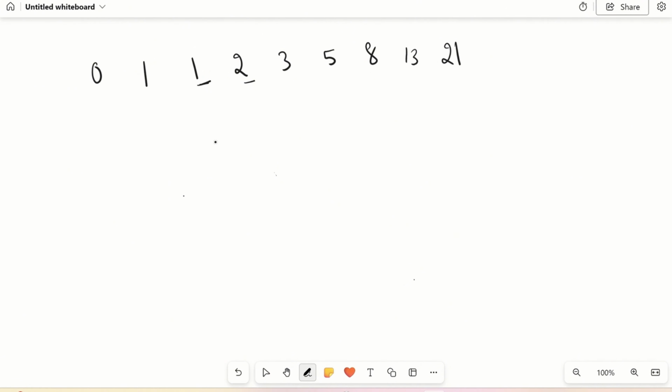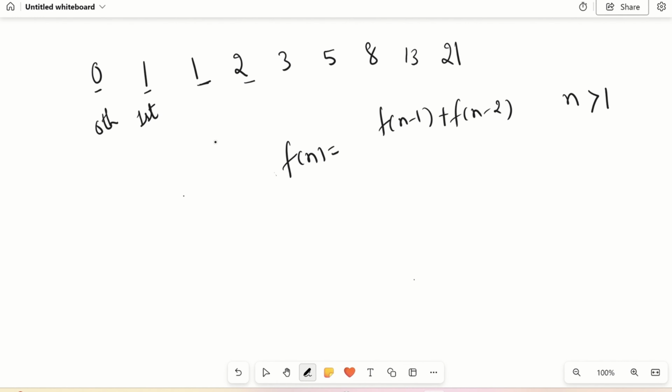But the first two terms, which are the 0th term and the first term, are the constant terms 0 and 1. For that, you don't have to do any calculation. They are the fixed numbers. So if I have to write the formula of this series, that would be Fn equals Fn minus 1 plus Fn minus 2 for any value of n greater than 1, and otherwise Fn equals n. It means if the value of n equals 0, Fn will be 0. If the value of n equals 1, then it will be 1. Otherwise, it is the sum of the last two terms.